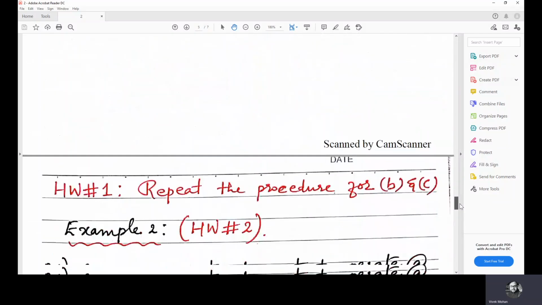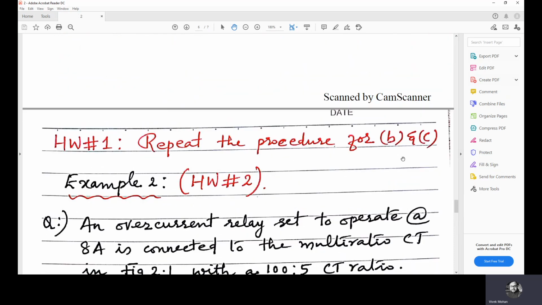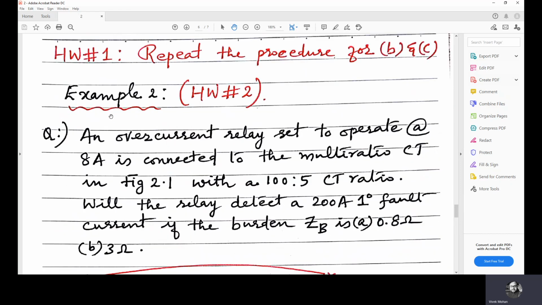So the second question is also a homework. The second question is: an overcurrent relay set to operate at 8 amps is connected to the multi-ratio CT in figure 2.1, the same excitation curve taken from the Westinghouse relay manual. With a 100:5 CT ratio with the same current ratio, will the relay detect a 200 amps primary fault current if the burden ZB is 0.8 ohms in the first case, and in the second case 3 ohms? Okay, so please do these two questions as homework. Homework 1 is part B and C, and homework 2 is example 2.